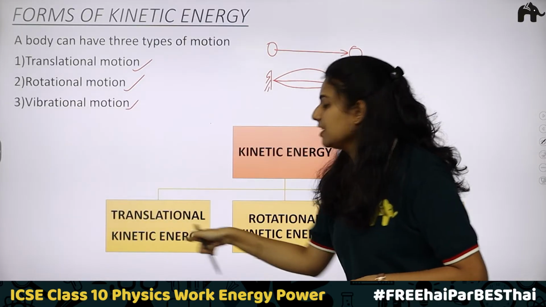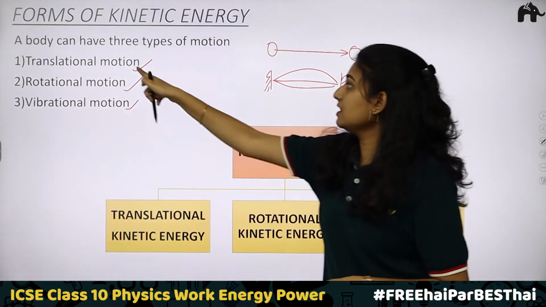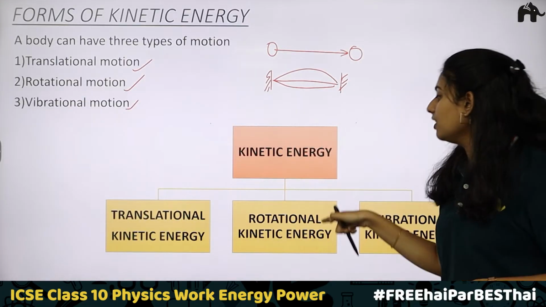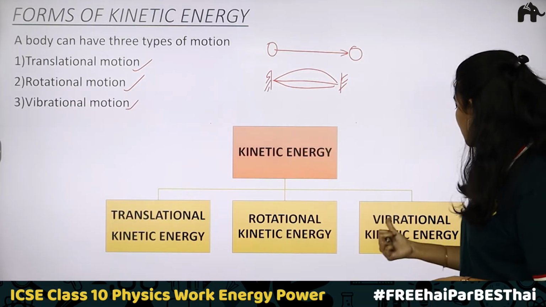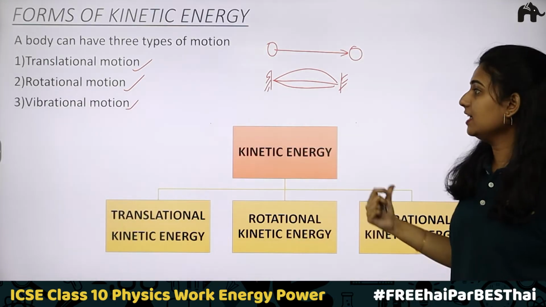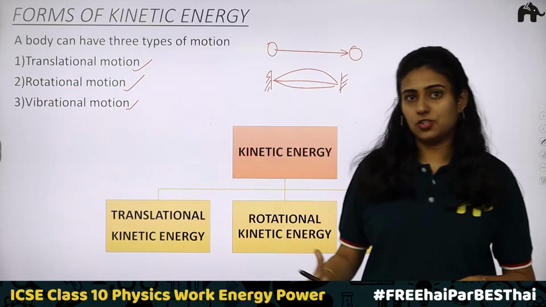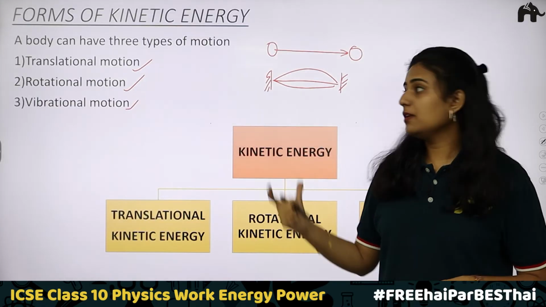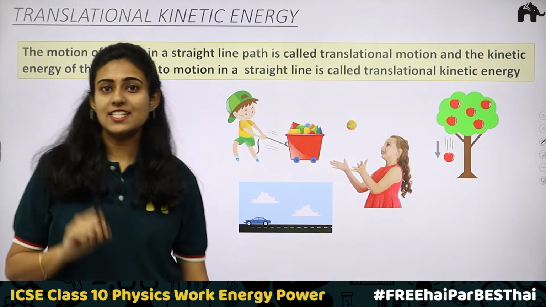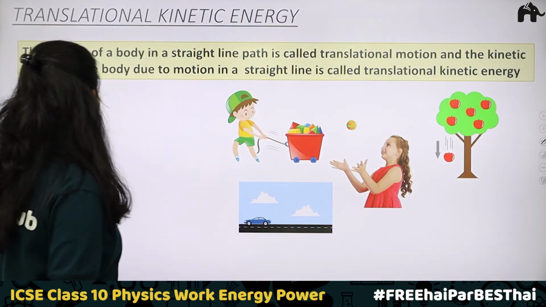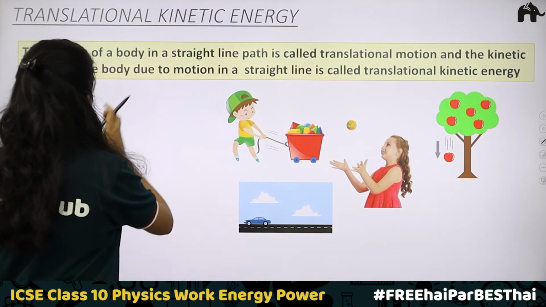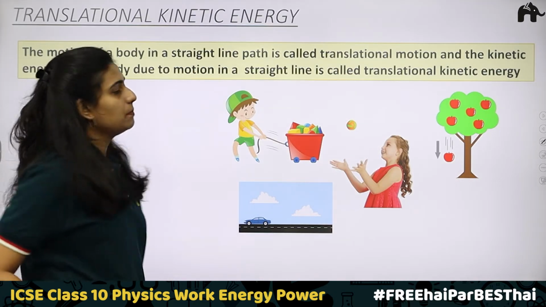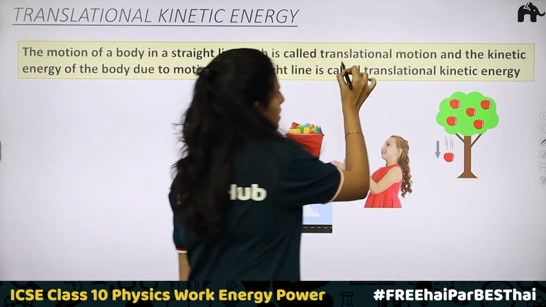So these are the three types of kinetic energies. First is translational kinetic energy, if the motion is translational. Second is rotational kinetic energy, if the motion is rotational. And the third is vibrational kinetic energy, if the motion is vibrational. Clear? We will be discussing these in detail. First, let us discuss translational kinetic energy. What is translational motion? The motion of a body in a straight line path is called translational motion.